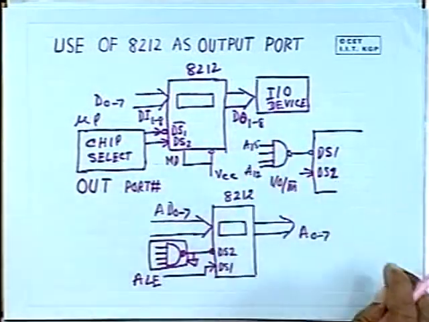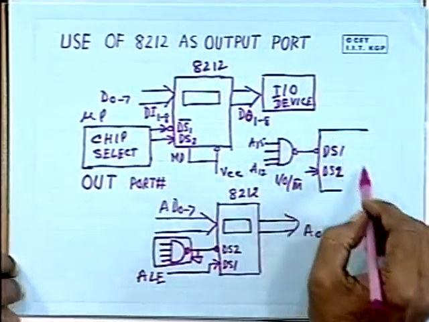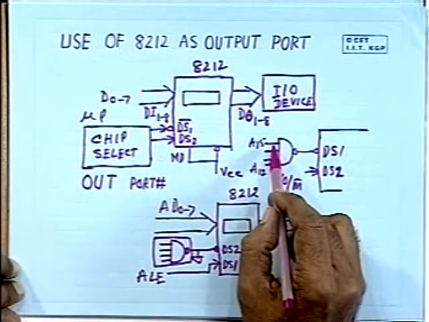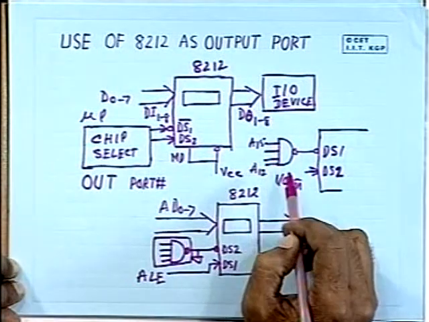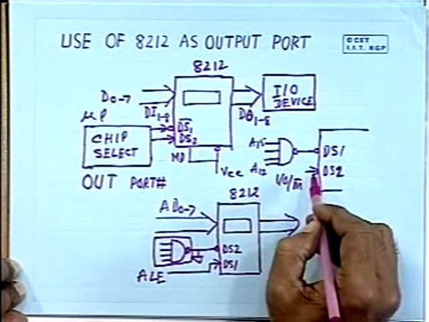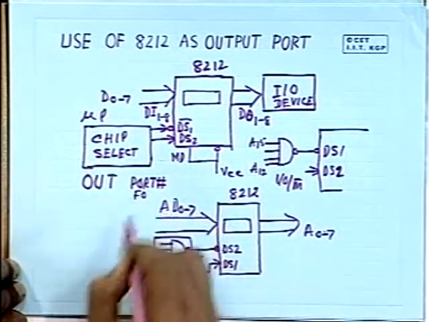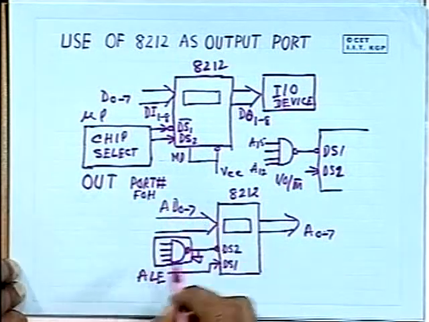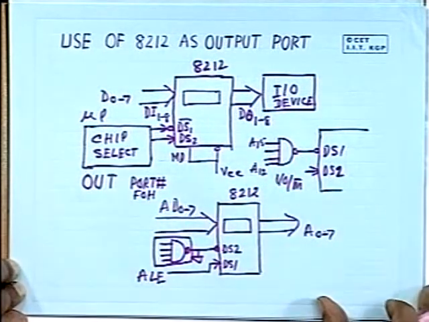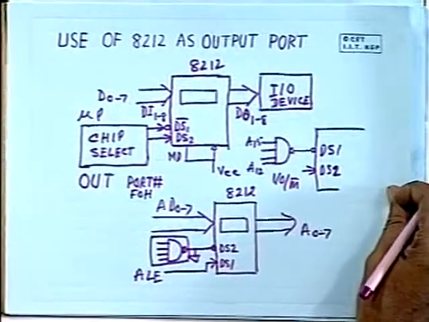So, we can use it as an IO port having the address 1, 1, 1, 1, 0, 0, 0, 0. The remaining part does not matter. So, the address in this case can be F0 in hex, whenever the address decoding is done this way. So, this is how the 8212 can be used as an output port. Let us see how it can be used as an input port.